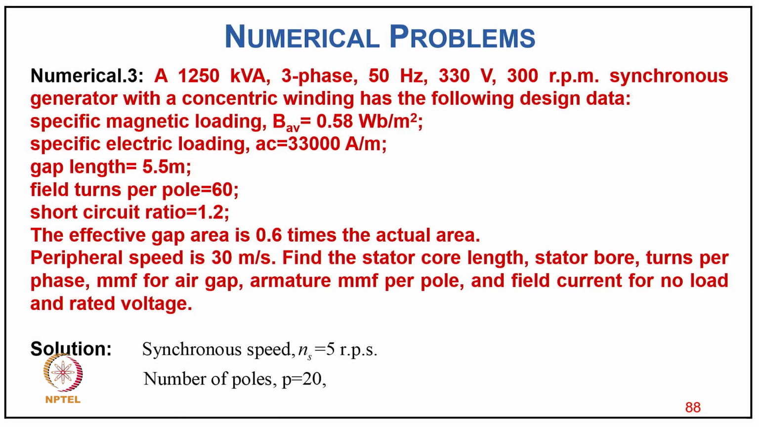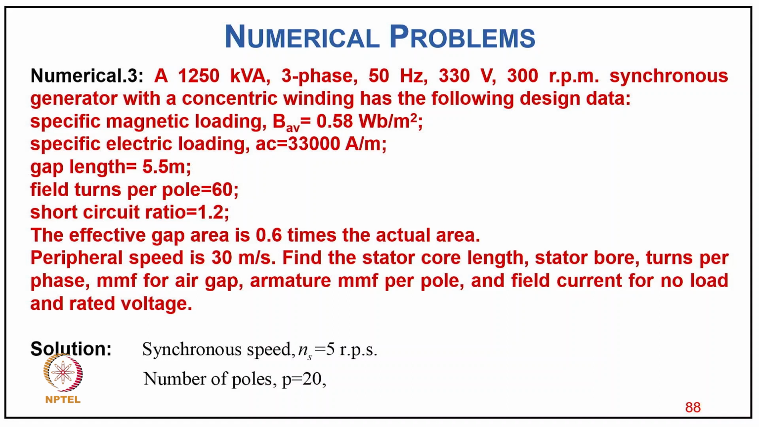Coming to numerical problem 3: a 1250 kVA, 3 phase, 50 Hz, 330 volt, 300 RPM synchronous generator with a salient pole winding has the following design data: specific magnetic loading B average 0.58 Weber per meter square, specific electric loading AC equal to 33,000 ampere per meter, gap length 5.5 millimeter, field turns per pole 60, short circuit ratio 1.2, and the effective gap area is 0.6 times the actual area. Peripheral speed 30 meter per second. Find the stator core length, stator bore, turns per phase, MF for air gap, armature MF per pole, and field current from no load to rated.